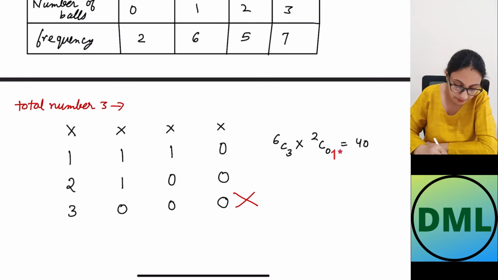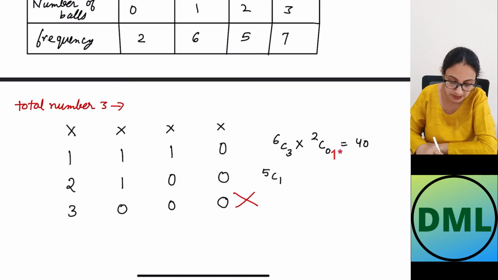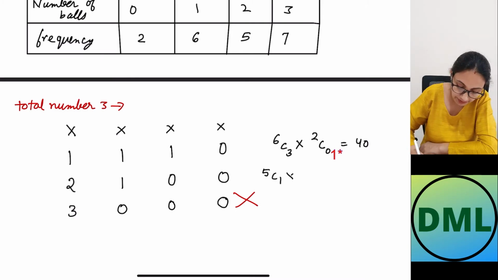Now here we have 5 balls numbered 2. You are picking 1 ball, so this can be done in 5C1 ways. Out of 6 balls, you are picking 1 ball numbered 1. So this can be done in 6C1 ways.